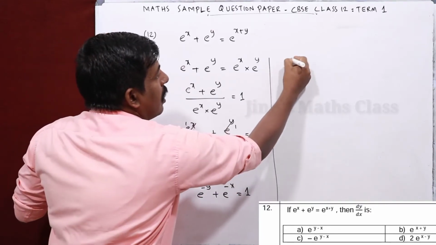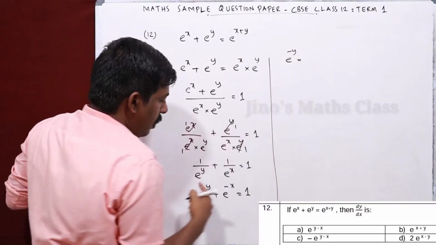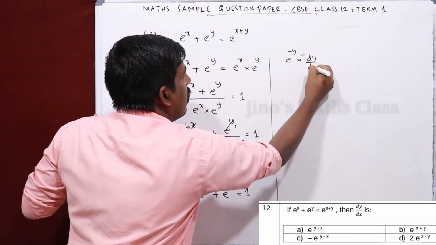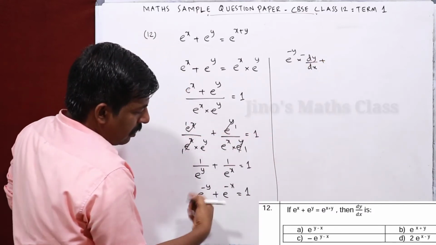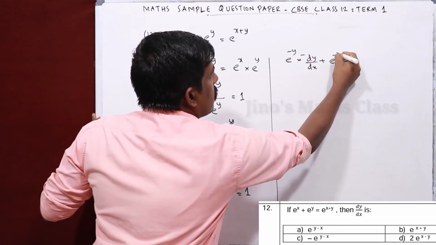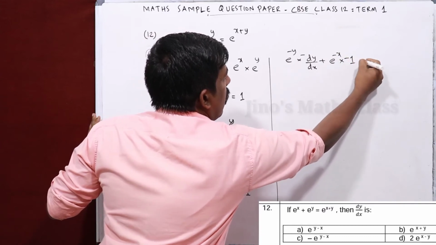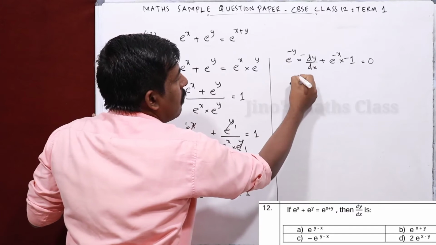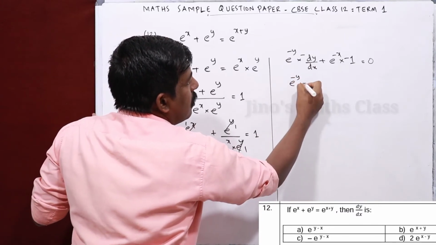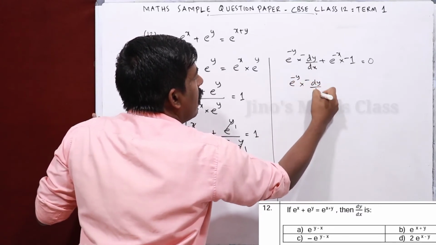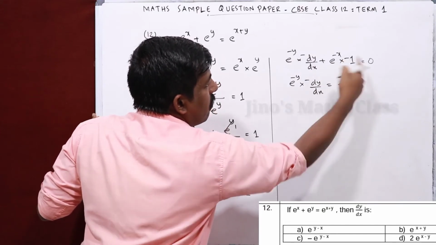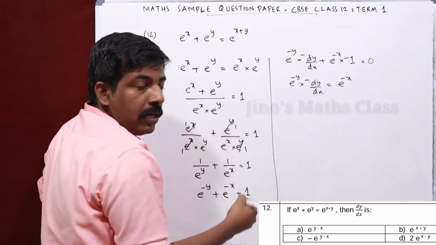So at the time e power minus y into derivative of minus y, that means it is minus dy by dx, plus e power minus x derivative is e power minus x into minus 1, and derivative of 1, that is equal to 0. So here we are getting e power minus y into negative dy by dx, that is equal to e power minus x. Already it is negative, so when we take to that side it becomes positive, right?